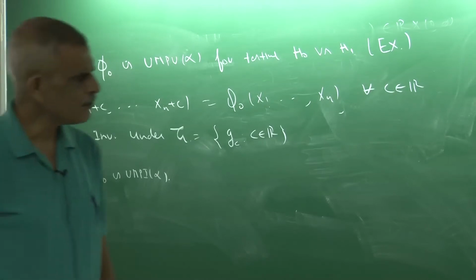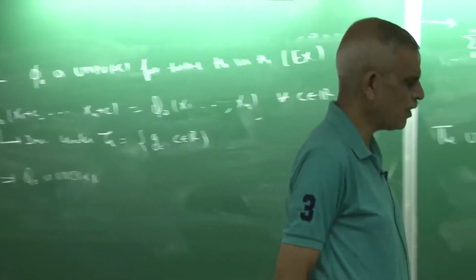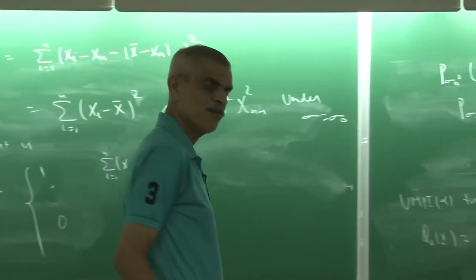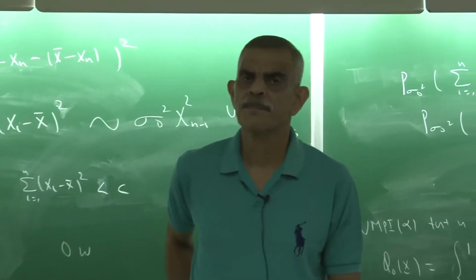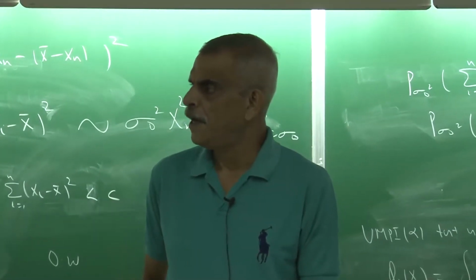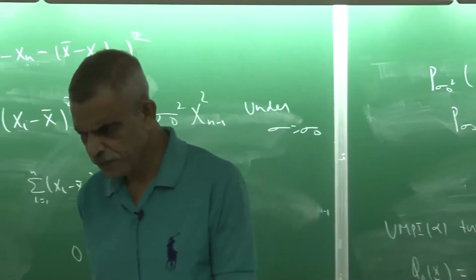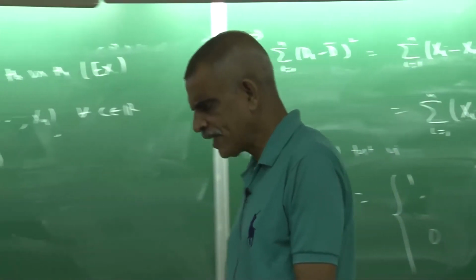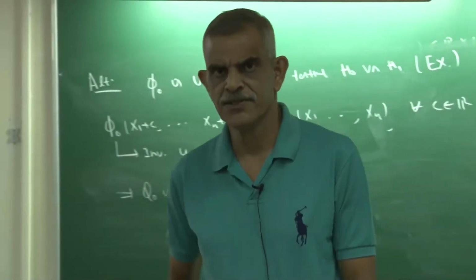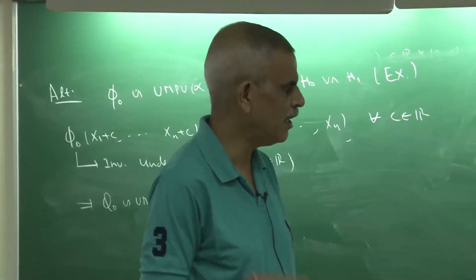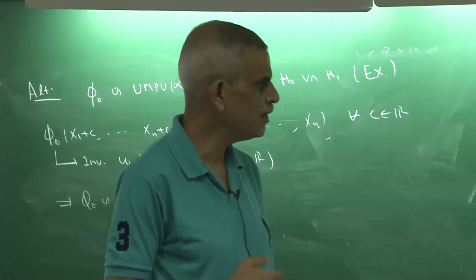So this was for this module. Next module, what I can do is I can consider one more example, and then that would be the end of invariant testing. And after that, we can move to sequential probability ratio tests. I'll come to that. I'll elaborate upon that later on.